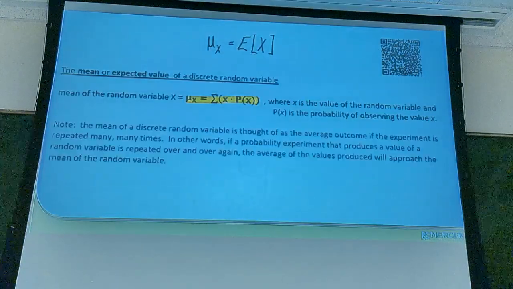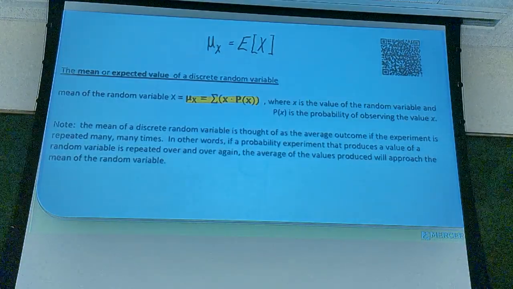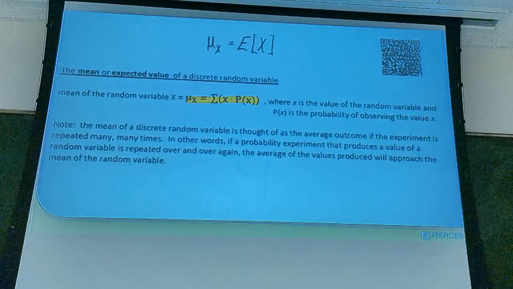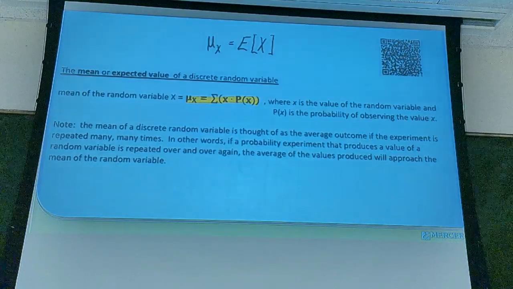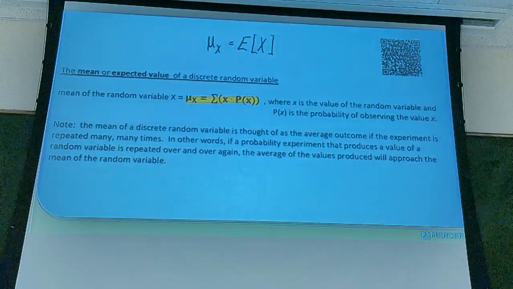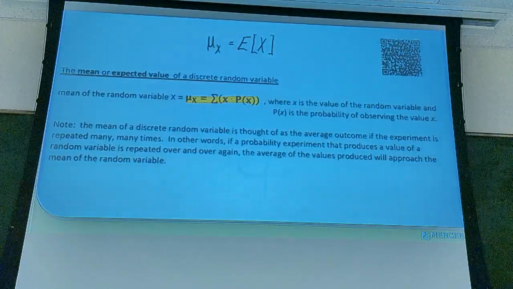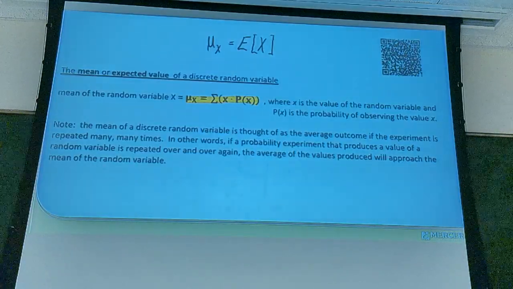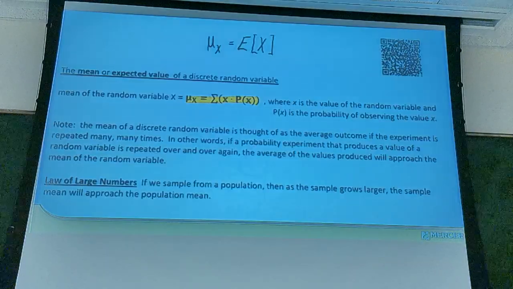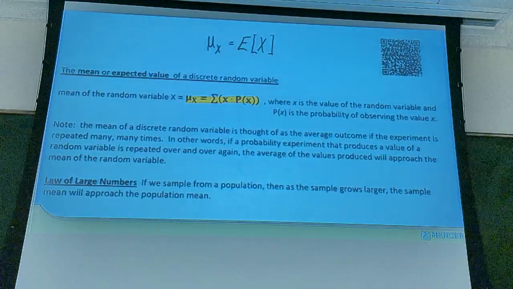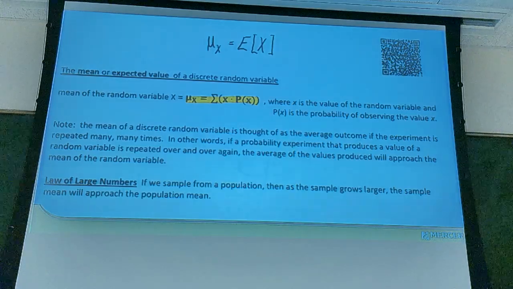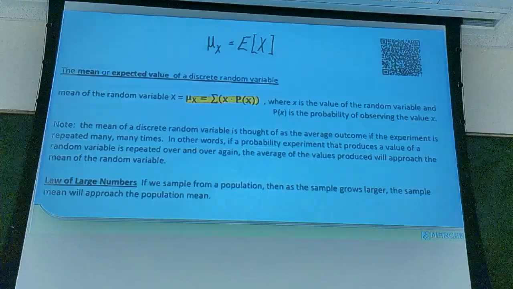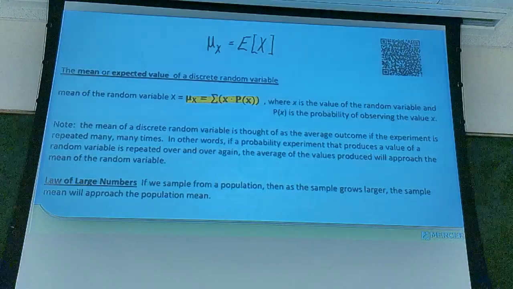Expected value is the average outcome if the experiment is performed a large number of times. This leads to the law of large numbers. If we sample from a population, then as the sample grows larger, the sample mean will approach the population mean.